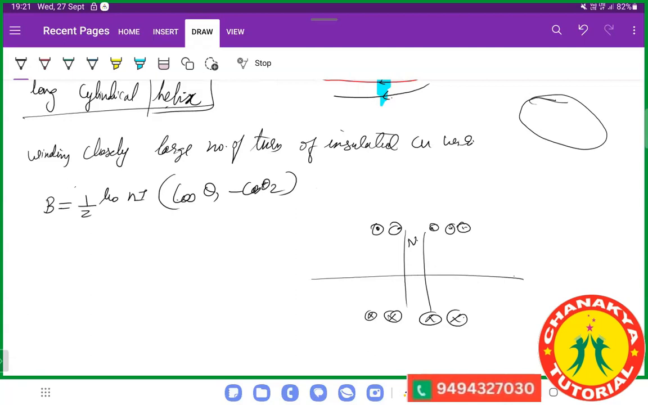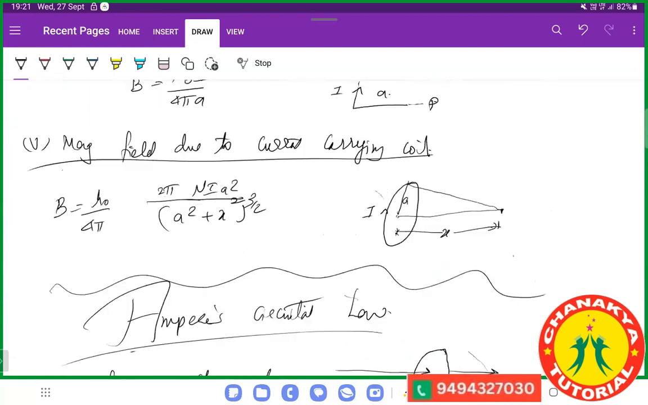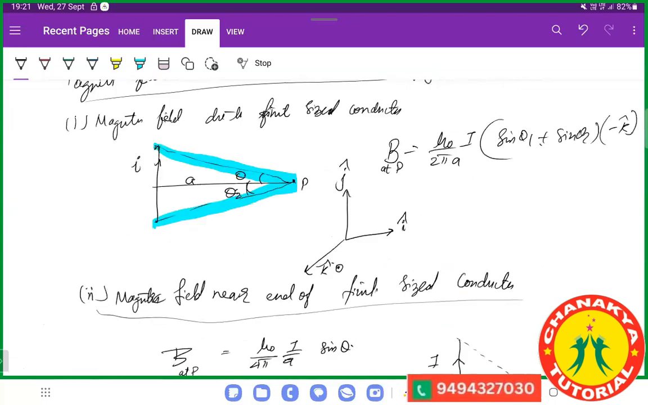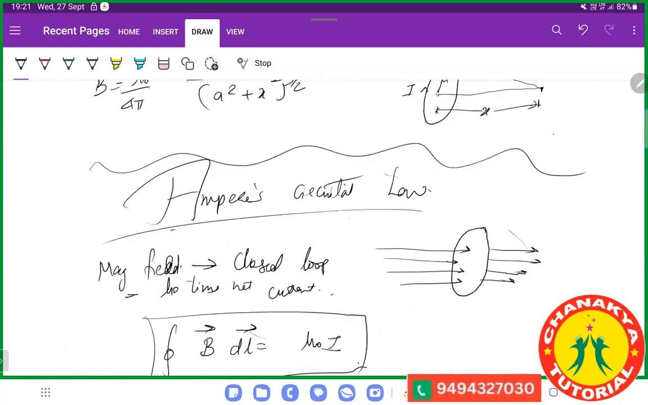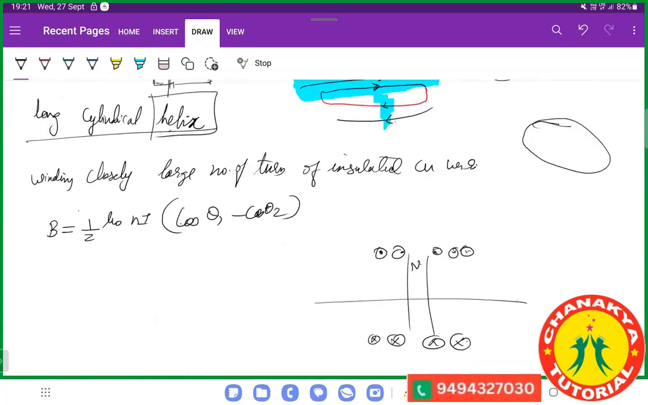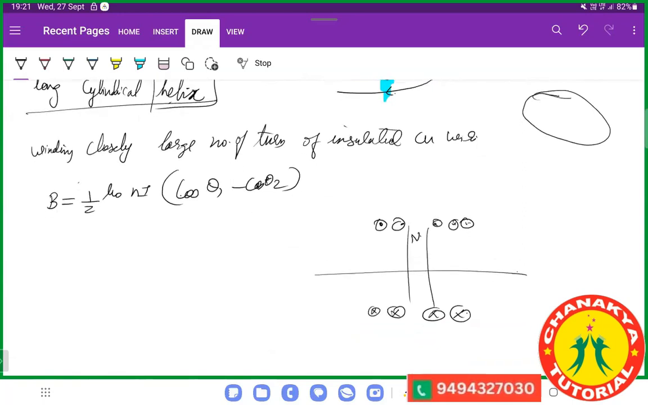Don't you remember? We wrote it somewhere here. X means into the plane. Dot means out of the plane. No need to write this. Anyhow, I'm going to erase this just to make you understand what theta is and all that.